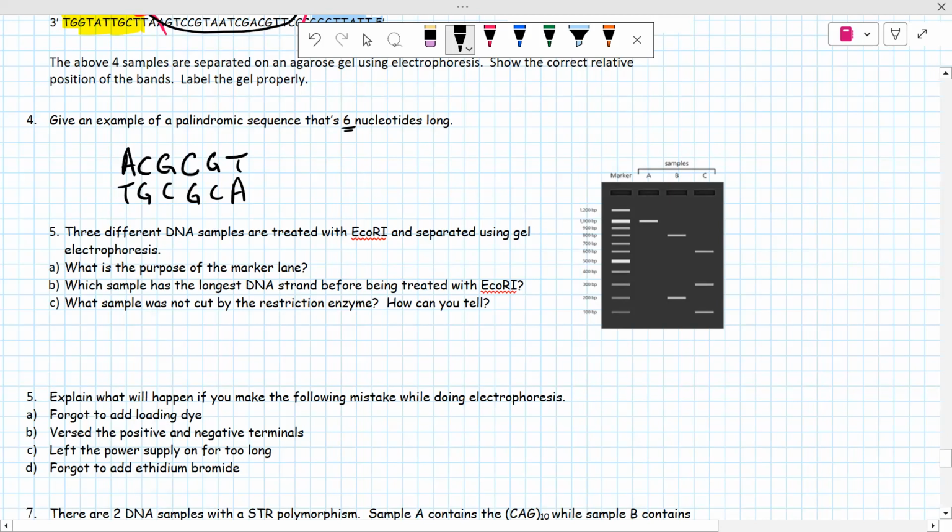Can I go through the blunt end and sticky end again? Like, as in, how are they different, or what do you mean?